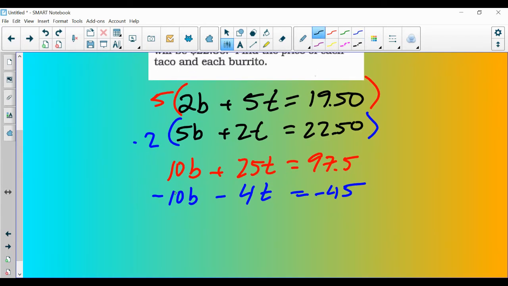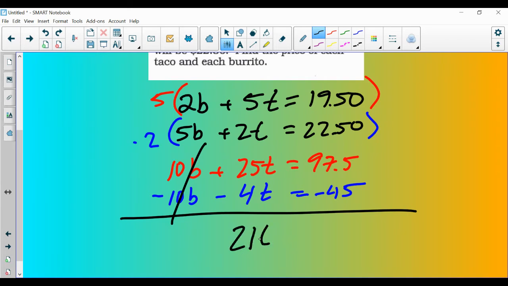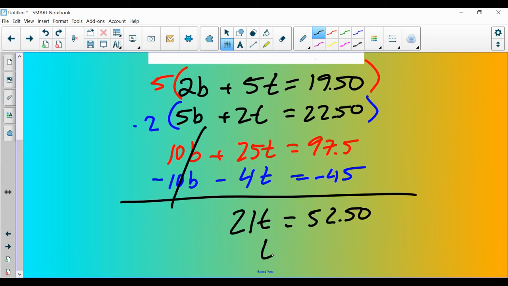Like I said, we wanted one of the coefficients, in this case b, to be the same, but one positive and one negative, and now we have that. We're just going to go ahead and add these equations now. The b's cancel or eliminate, hence the name elimination. These will add to 21t, and 97.5 minus 45 is 52.50. Divide that by 21, and we get the price of a taco. A taco is $2.50.